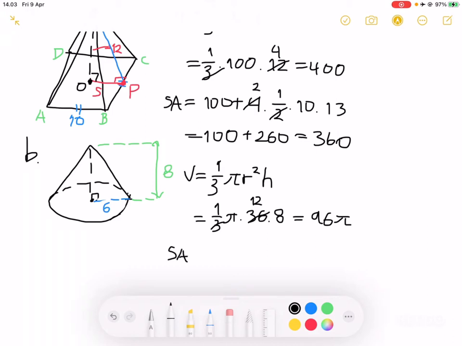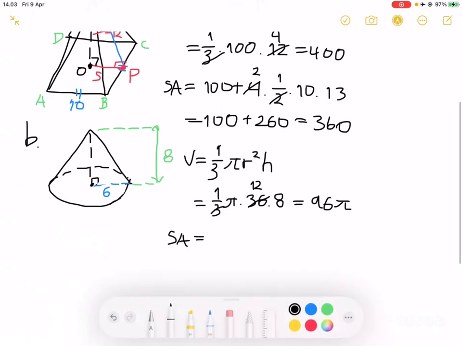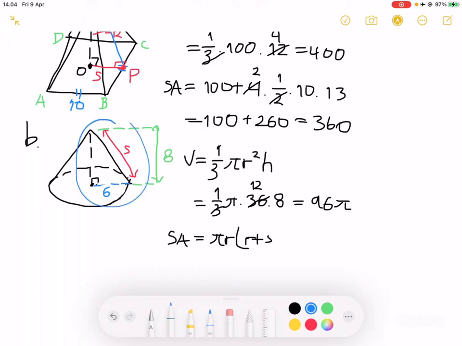For the surface area of this cone, well, we know that it is pi r times r plus s, where s is this length here. But we really don't quite know the side length here. However, that is pretty easy to see. So look at this specific right angle triangle there. I'm gonna just draw it right here to give a better representation.